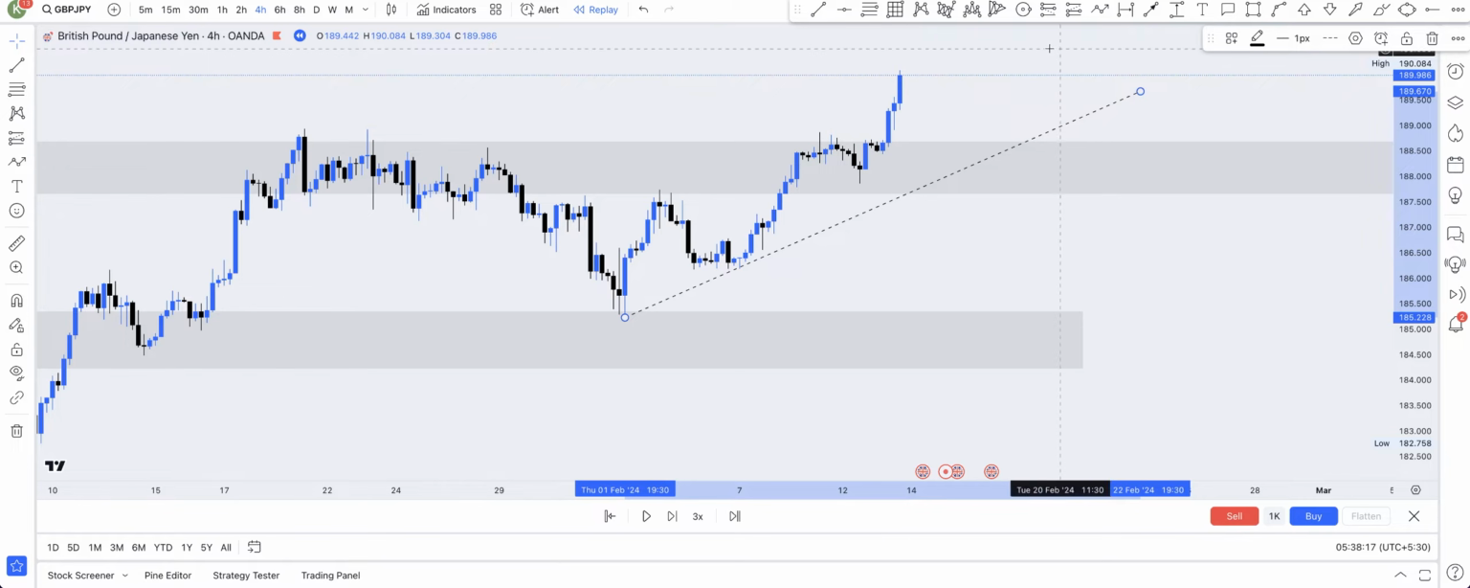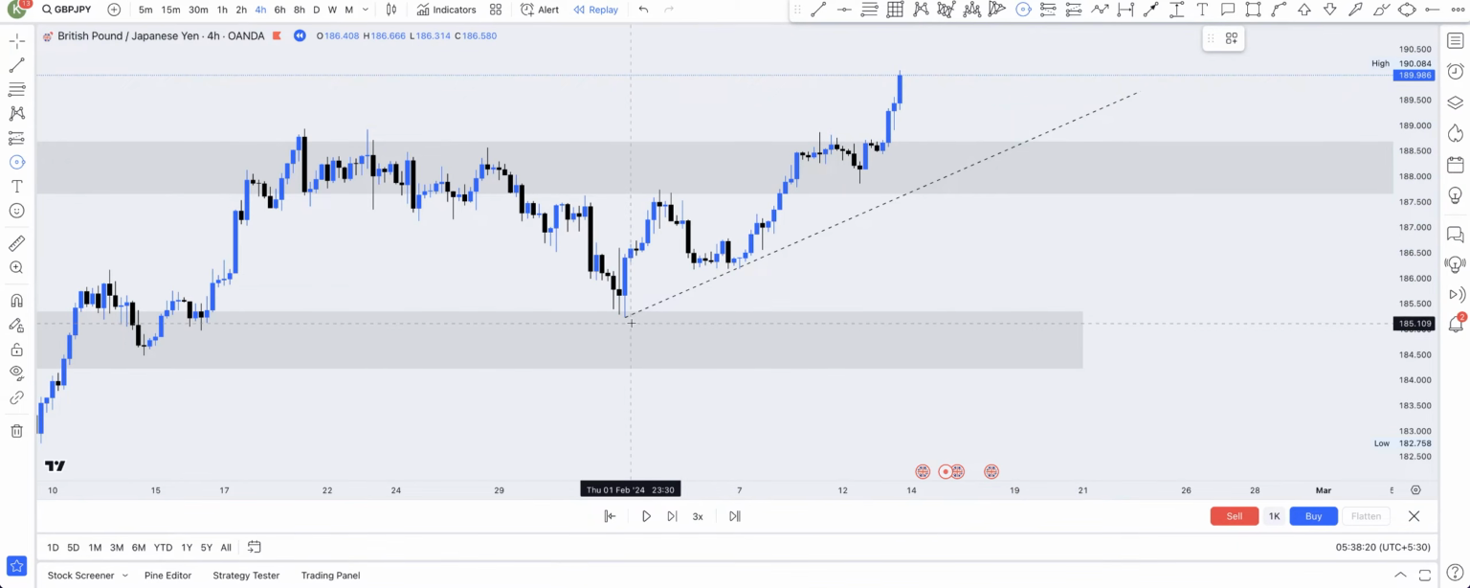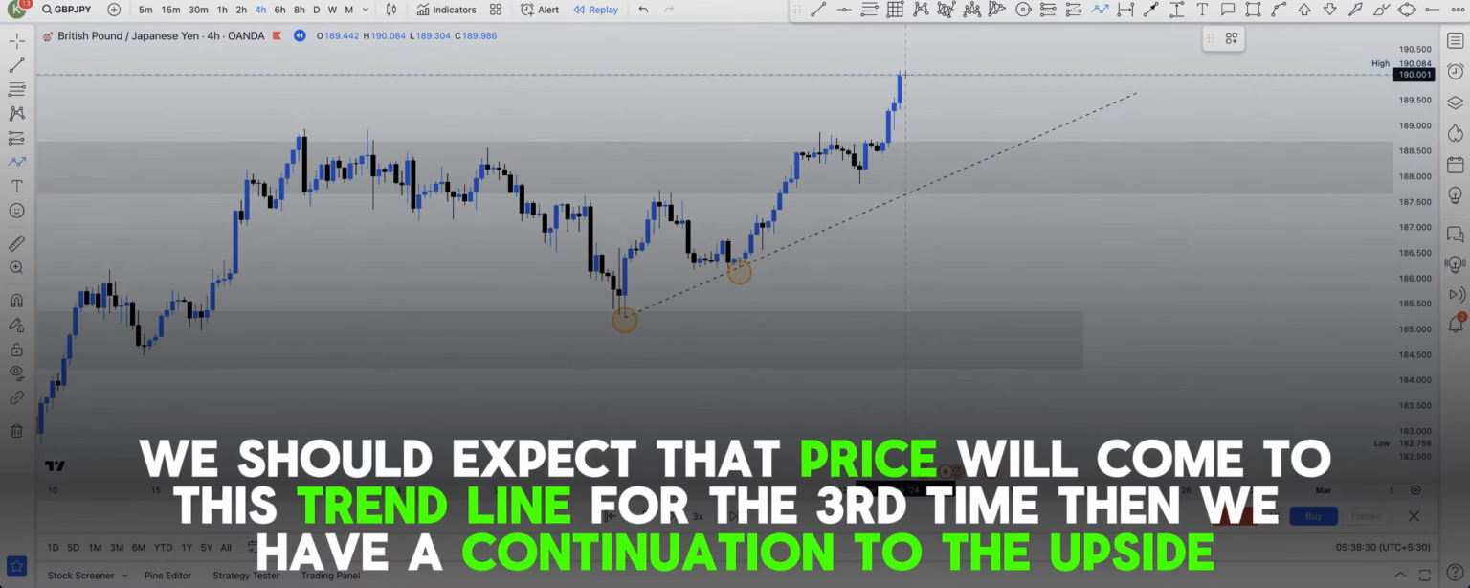So we have our first touch of the trend line here. We also have our second touch on the trend line here, and we also have our third touch. So on the third one, we should expect that price will come to this trend line for the third time, and we have a continuation to the upside.